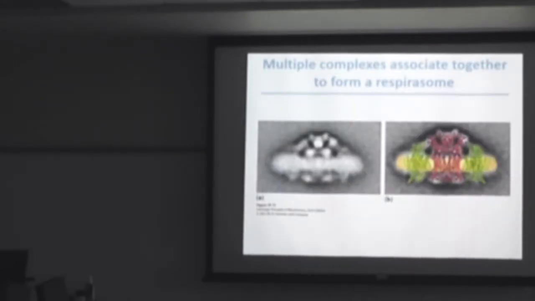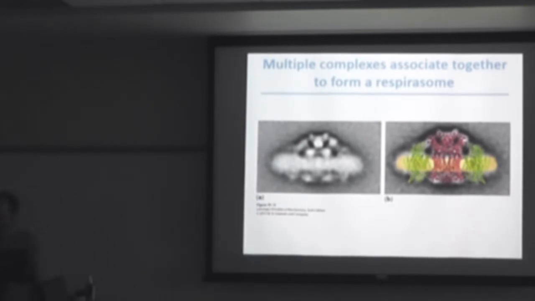So we get multiple complexes that associate together, and when they do this, they're called the respiratory zone. And they're all close together, so you get that quick transfer of electrons, and it's quite efficient that way. And you can actually see them.